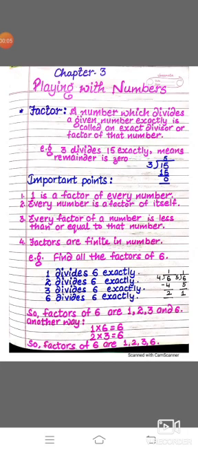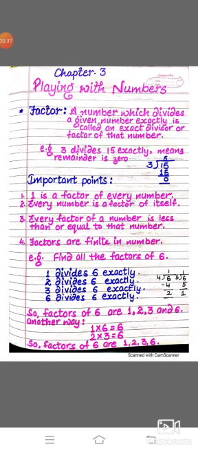Today, in short, we will revise whatever we have done in chapter 3. So, let's start with the first definition, that is factor. A number which divides a given number exactly is called an exact divisor or factor of that number. For example, 3 divides 15 exactly, means remainder is 0. So, 3 is a factor of 15. Also, the quotient, that is 5, is also a factor of 15.